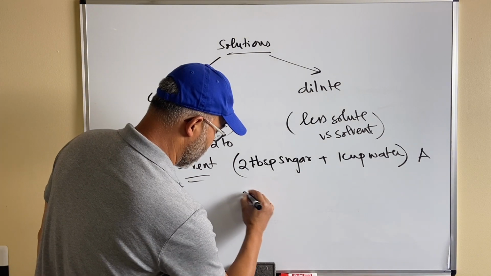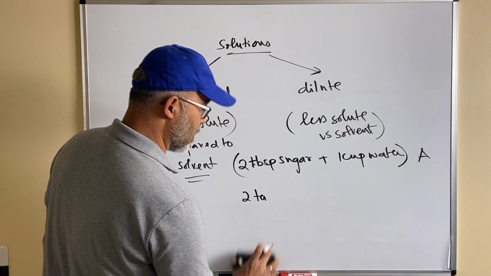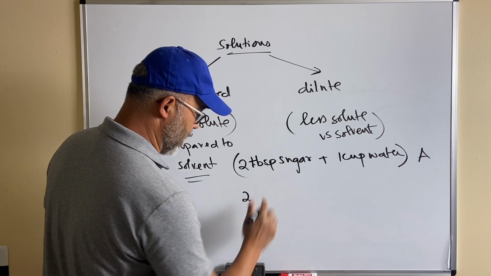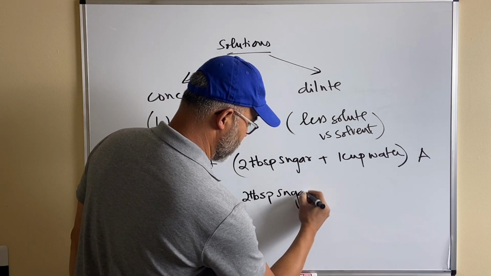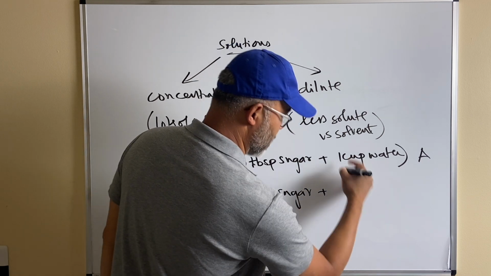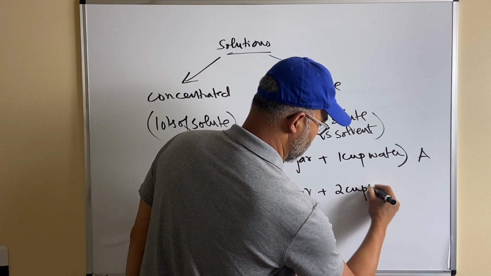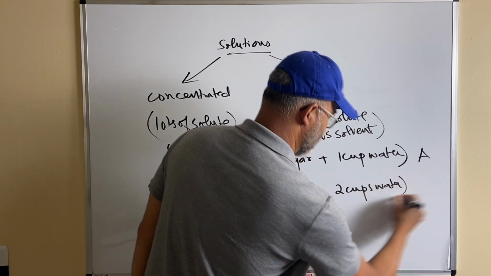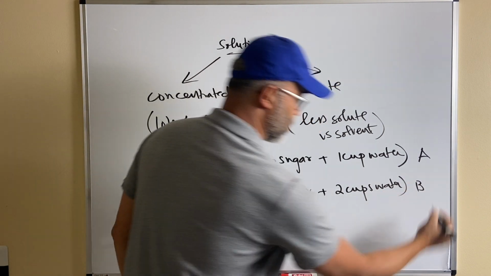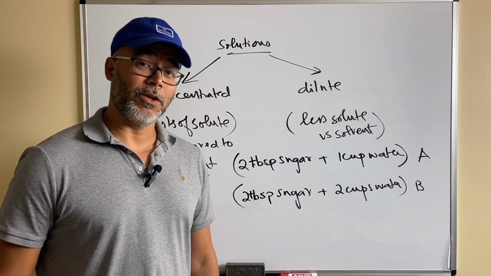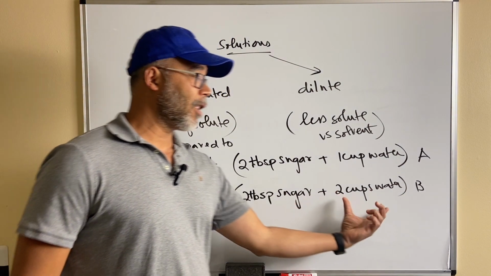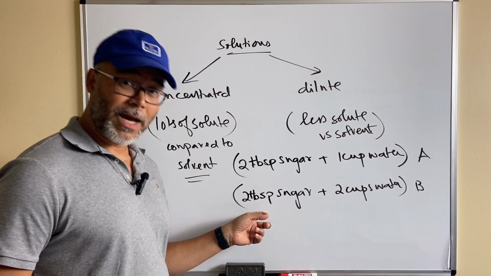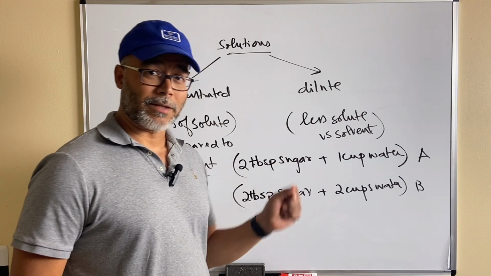And then if I add another cup of water to solution A, so you still have the 2 tablespoons sugar plus another cup of water, which may make it 2 cups water, now you have solution B. Which one do you think is dilute? It's going to be solution B, because you have a lot more water. Therefore, by comparison, the amount of sugar is much less.